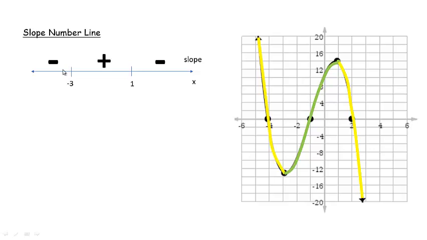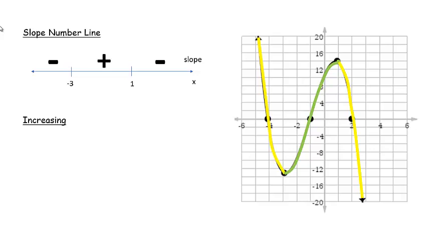So we really have three pieces to this graph, right? That first piece has a negative slope, the middle piece is positive slope, and the third piece is back to negative slope. That's going to be very useful when we analyze this graph further.